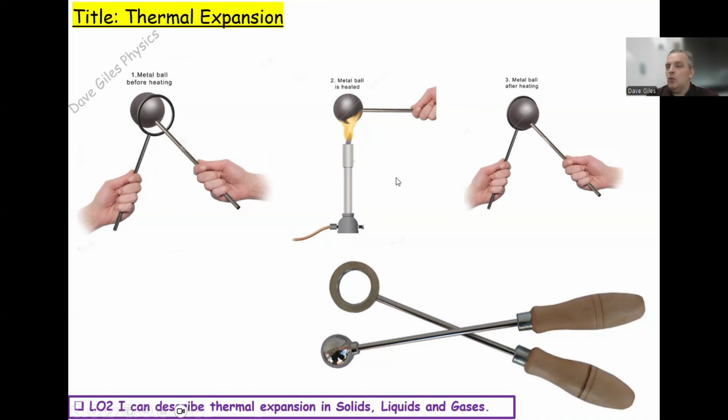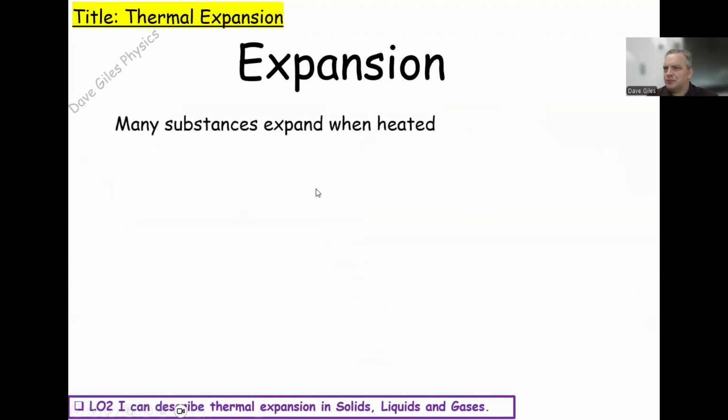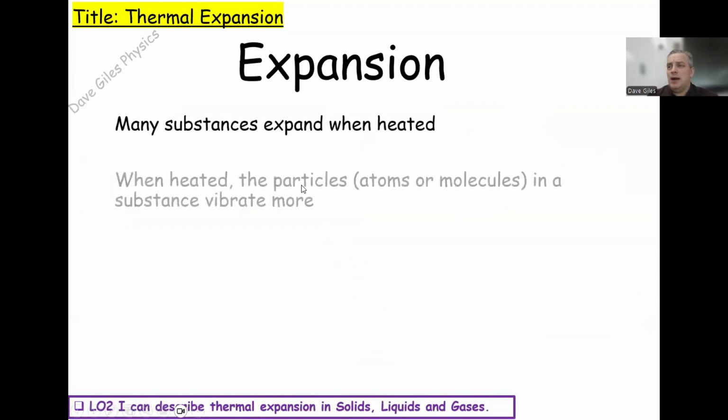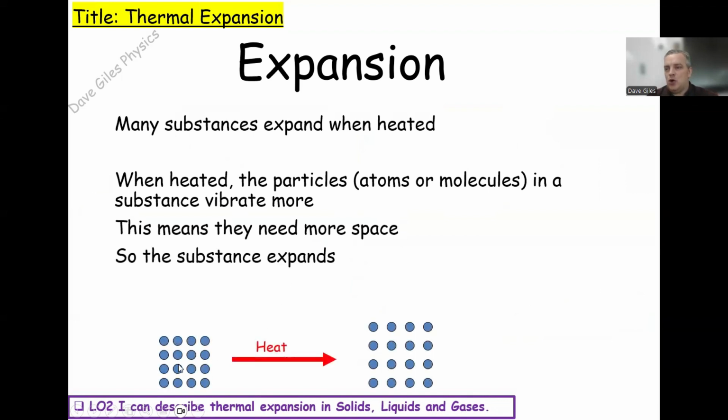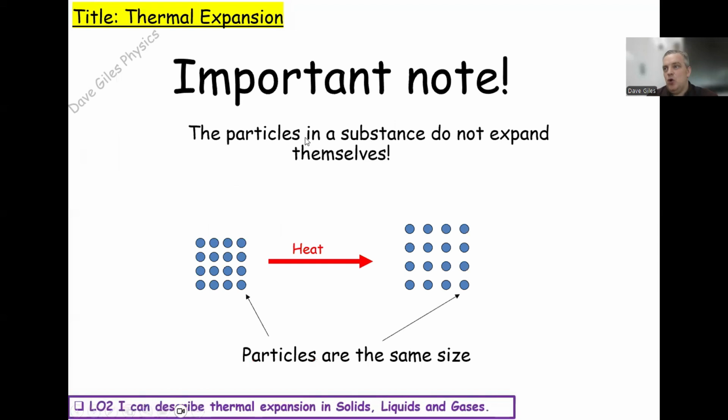So we're going to look at, first of all, why it expands. So many substances expand when heated. When heated, the particles, atoms or molecules in the substance vibrate more, which means they need more space. So the substance expands. So you see that it is cold. After heat is added, the substance itself expands. Now, you've got to be very careful here with your wording. Don't say that the particles expand or the atoms expand. That isn't true. What happens is the space between the particles expands instead, not the actual particles.